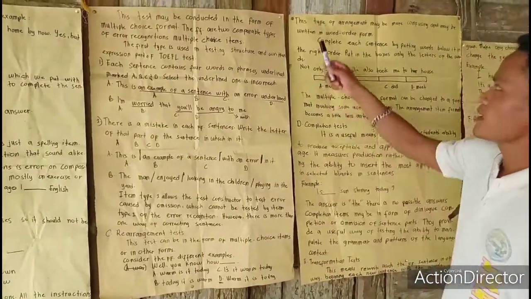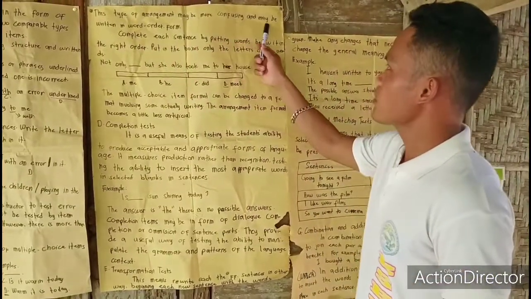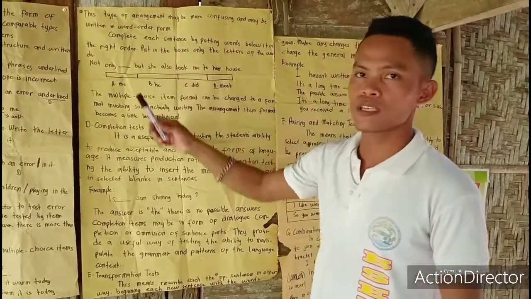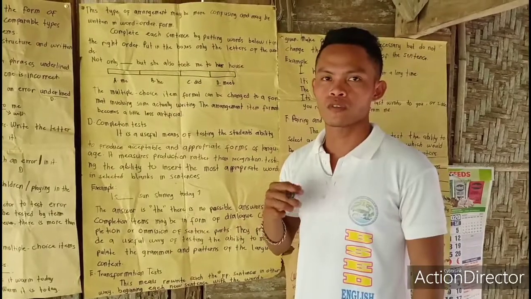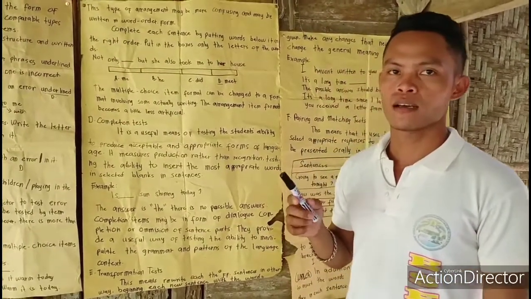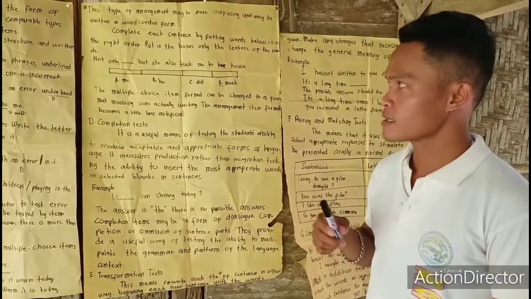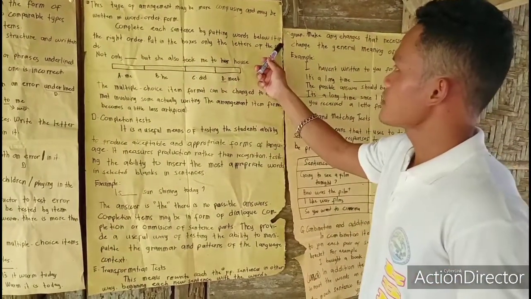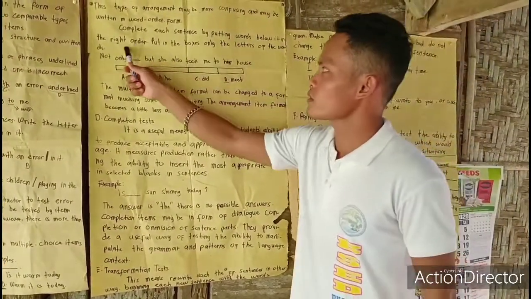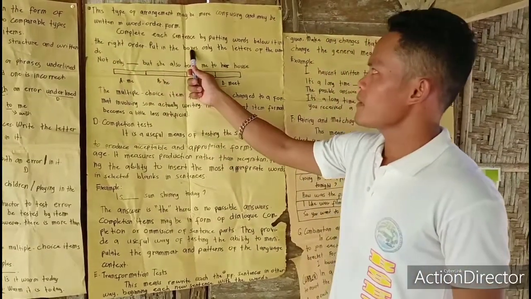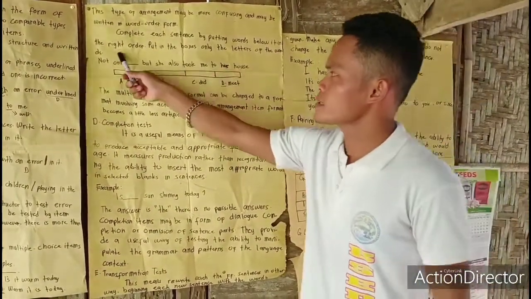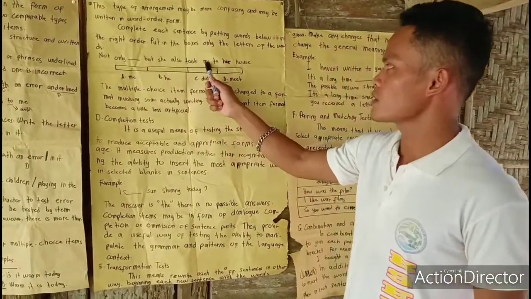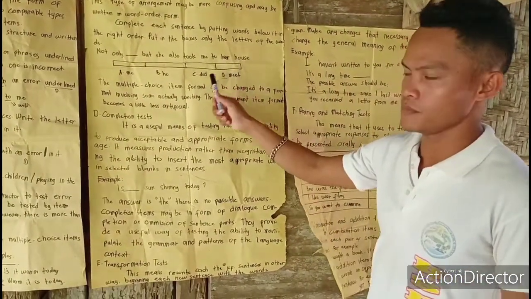So let's proceed. This type of arrangement may be more confusing and may be written in word order form. So it should be in word order form to prevent confusing the students when they answer. Complete a sentence by putting the words below it in the right order. Put in the boxes only the letters of the words. Example: Not only blank, but she also took me to her house.